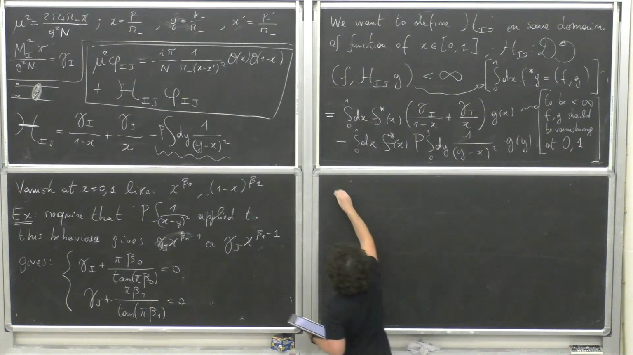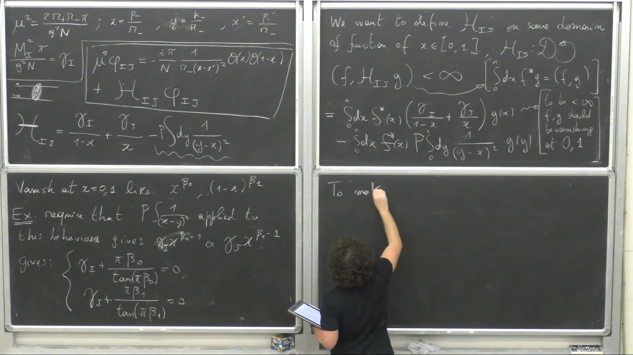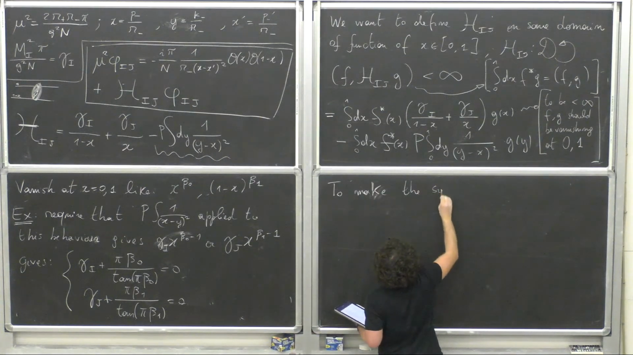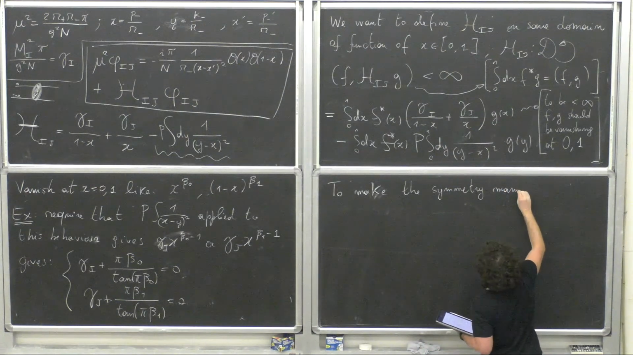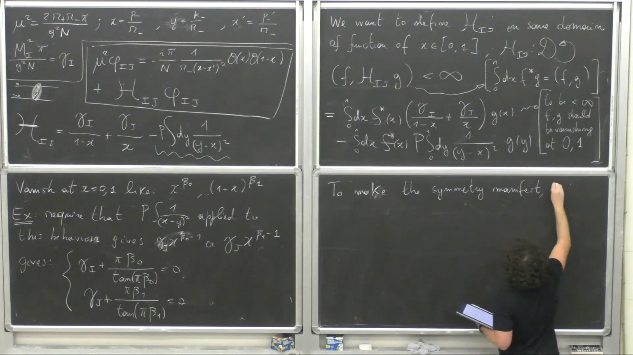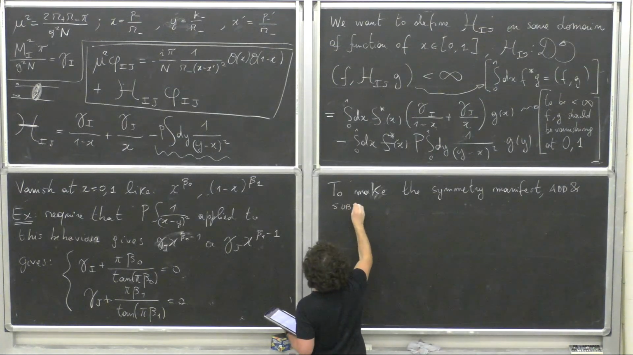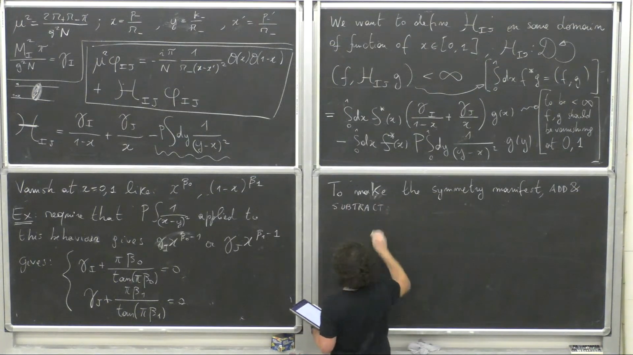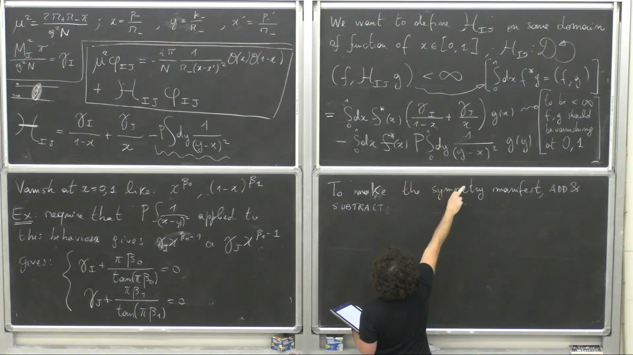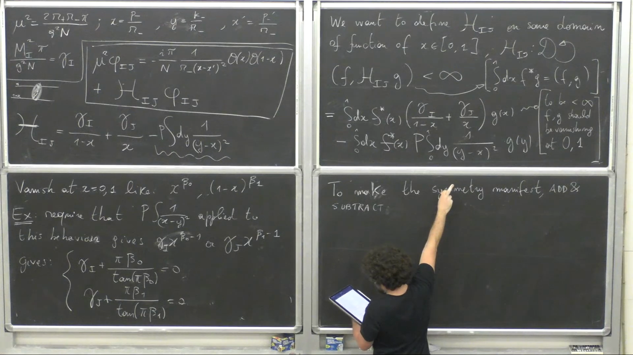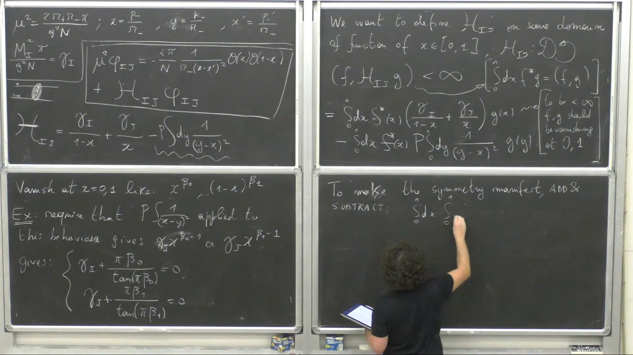So basically, to make the symmetry manifest, add and subtract. You see, there we have the P applied only to G, and you can add and subtract this term.